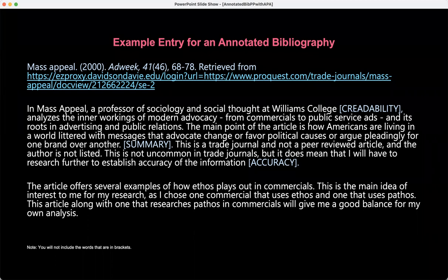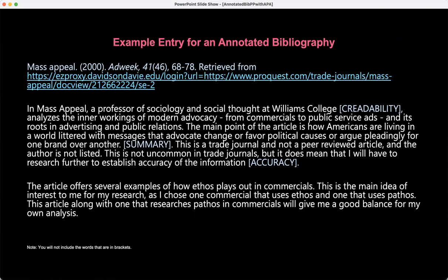The main point of the article is how Americans are living in a world littered with messages that advocate change or favor political causes or argue pleadingly for one brand over another. That's our summary. If you read the whole article and someone asked you, what was it about? That would be one way that you could explain to them what it was about.